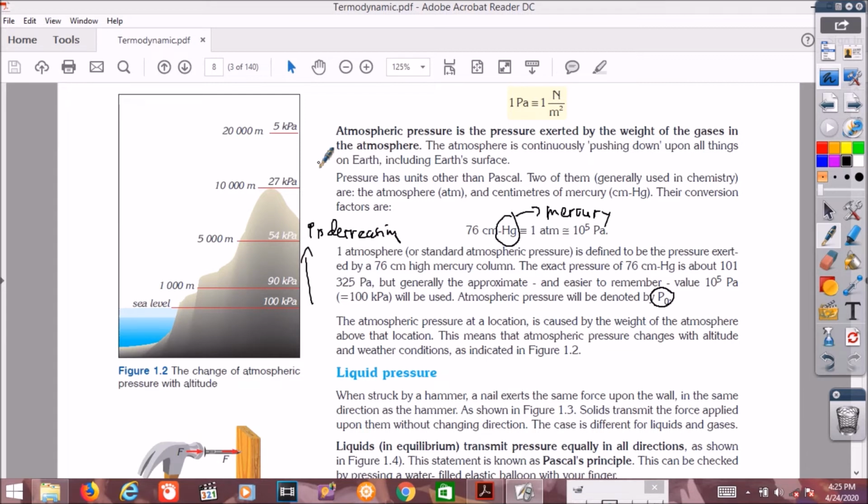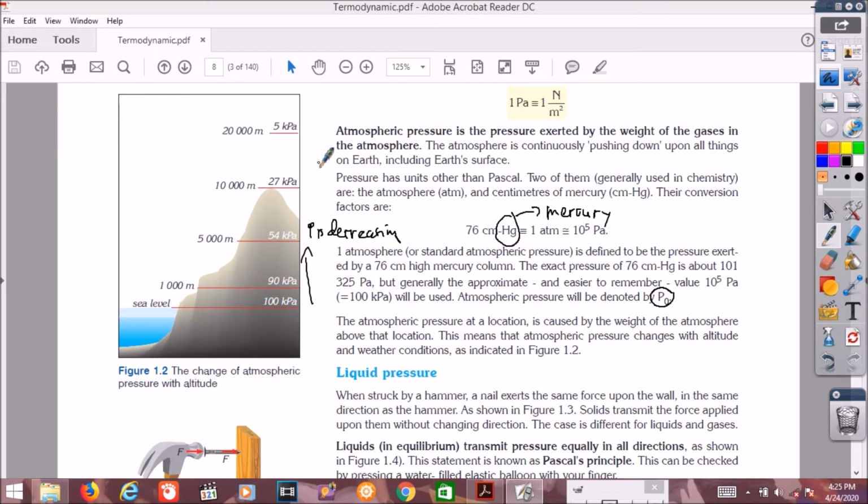This is also the reason why if you are on the top of a mountain you will find it more difficult to breathe than at the sea level. At the sea level it is easier to breathe, but on the top of a mountain it is more difficult, because there the pressure is smaller than at the sea level. Why is the pressure smaller at the top of the mountain? Because the mass, or the amount, of gas is decreasing.